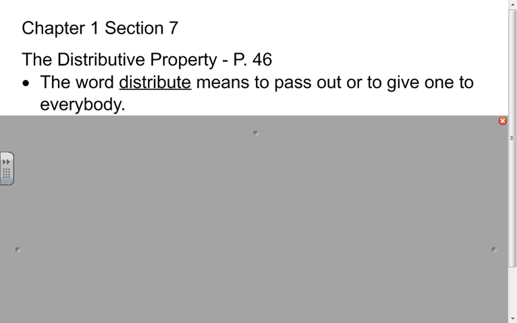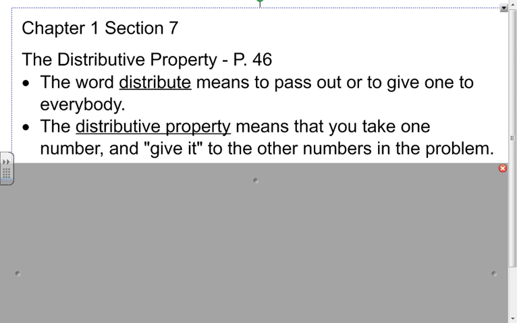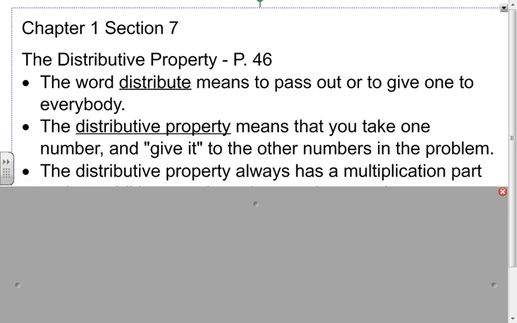The word distribute means to pass out or to give one to everybody. So if I was going to distribute a set of worksheets, I would give one to each person in the class. The distributive property means that you take one number and give it to all the other numbers in the problem. Okay, we'll do some examples of those in a second.